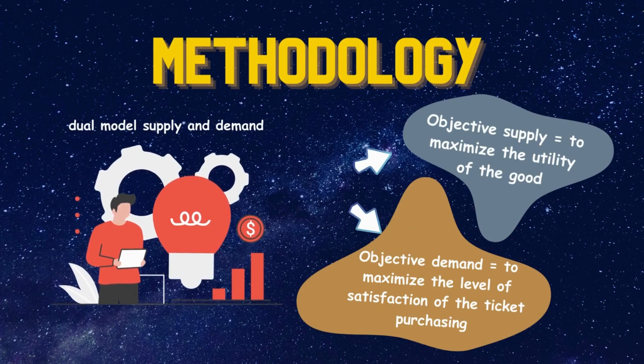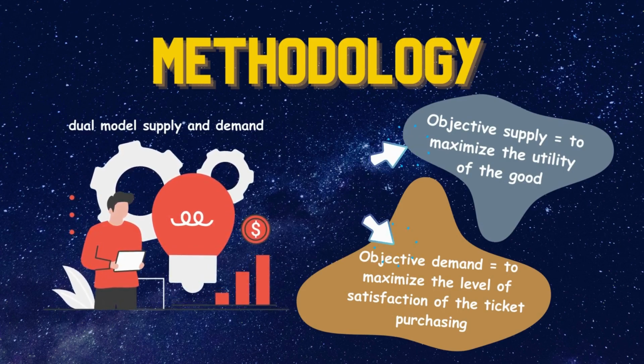Next, create a dual model for supply and demand, and consider the hybrid model. Objective supply is designed to maximize the utility of the good. Objective demand is designed to maximize the level of satisfaction of the ticket purchasing, and find the break-even point of price paid, which is similar to the pricing by the club.